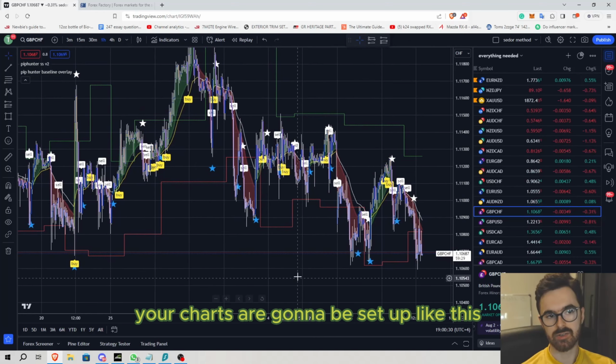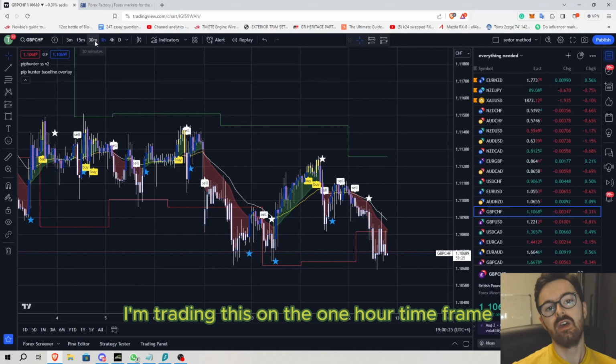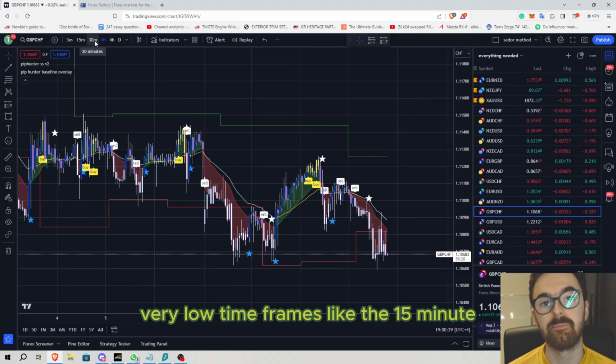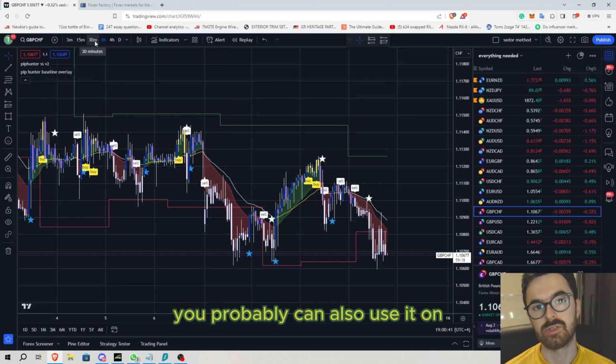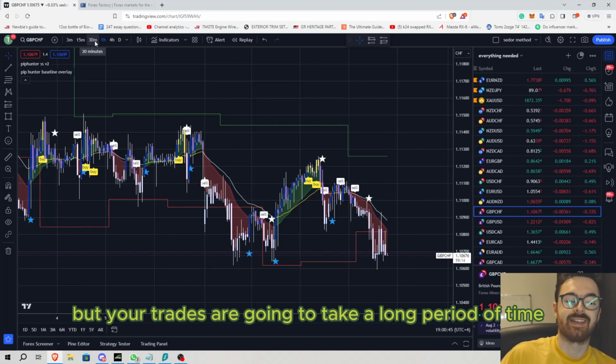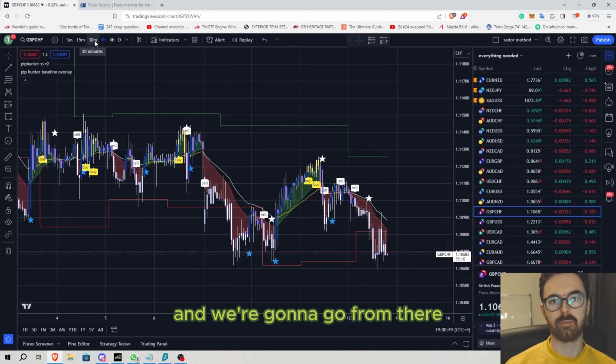Now you can see your charts are going to be set up like this. I'm trading this on the 1 hour time frame. I have also used it on very low time frames like the 15-minute. You can probably also use it on time frames such as the H4, but your trades are going to take a long period of time. So right now we're going to look at the 1 hour and we're going to go from there.